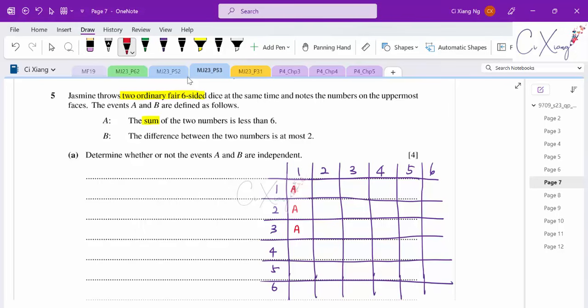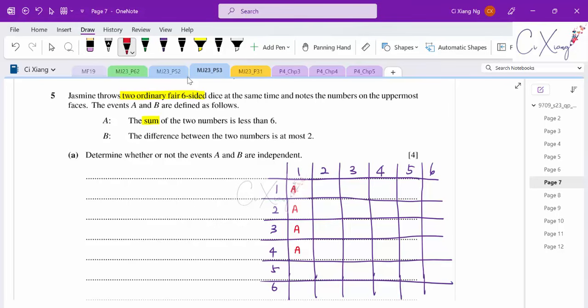3 plus 1 is 4. 4 plus 1 is 5. 5 plus 1 is 6. 6 doesn't belong to less than 6. Less than 6 means it shouldn't include 6, so you should ignore this one, and I didn't write out the A here. 6 plus 1 is 7, therefore I didn't write out the A here.